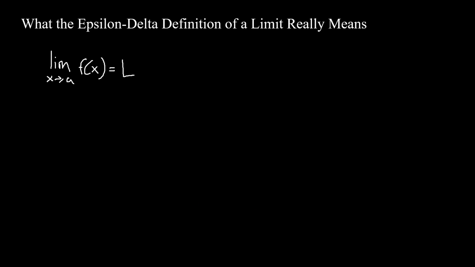So what does the epsilon delta definition of a limit really mean? Well, intuitively, a limit means that as x approaches some number, maybe a function f of x will approach a number, let's say L. But how do we precisely define that? We know what it means intuitively, but how can we put intuition into mathematical symbols?